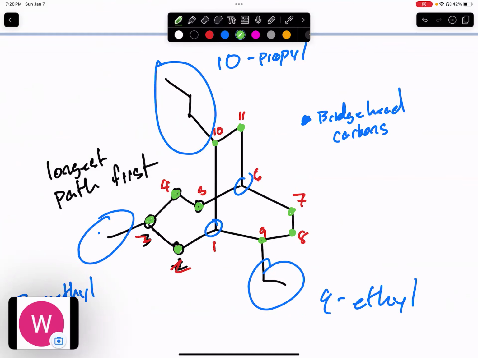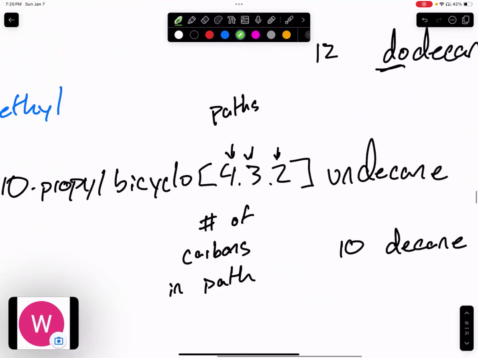I'm writing that down to signify to everybody reading this chemistry paper that there's 4 carbons in the longest pathway, 3 carbons in the second longest pathway, and 2 carbons in the shortest pathway. So you have to write the number of carbons in each pathway. That's what these brackets symbolize. Did that answer your question? Yes.